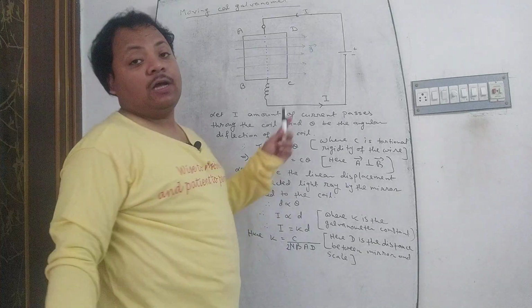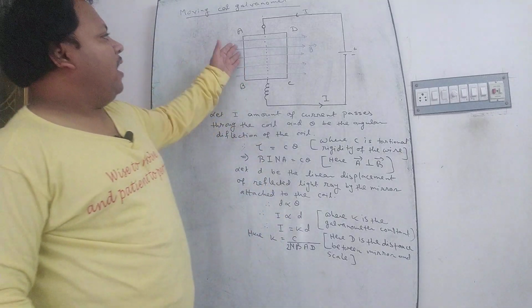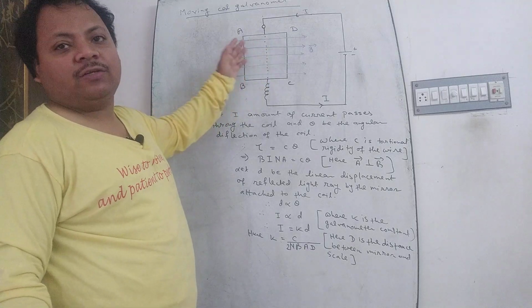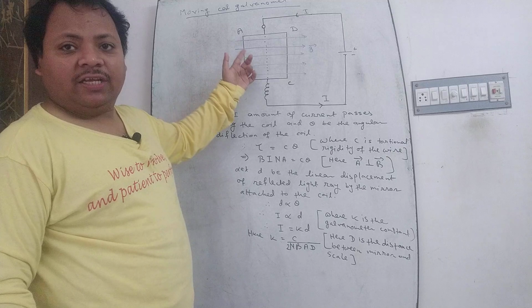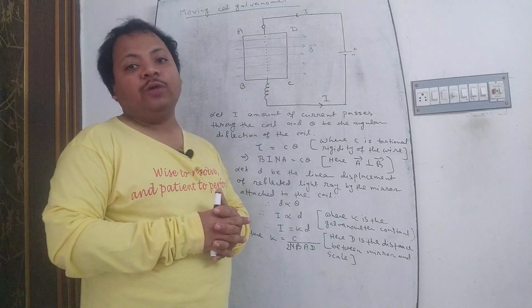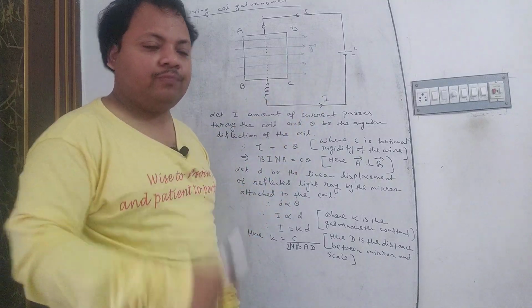Next topic is the moving coil galvanometer. Here, a rectangular coil ABCD is placed in a uniform magnetic field. In this case, the area vector capital A and the magnetic field vector capital B are mutually perpendicular to each other.